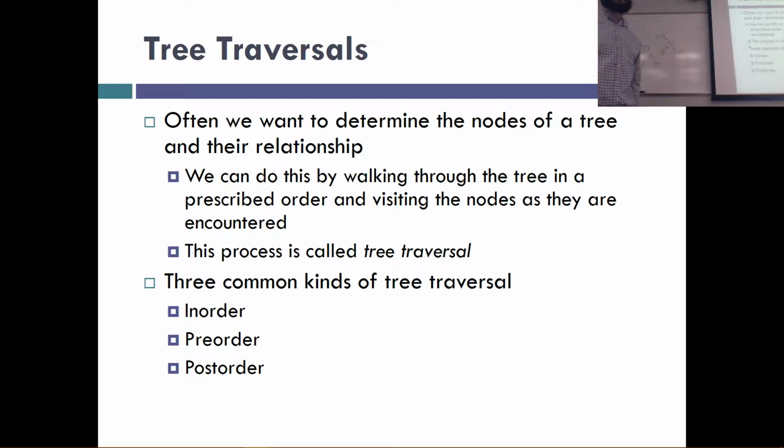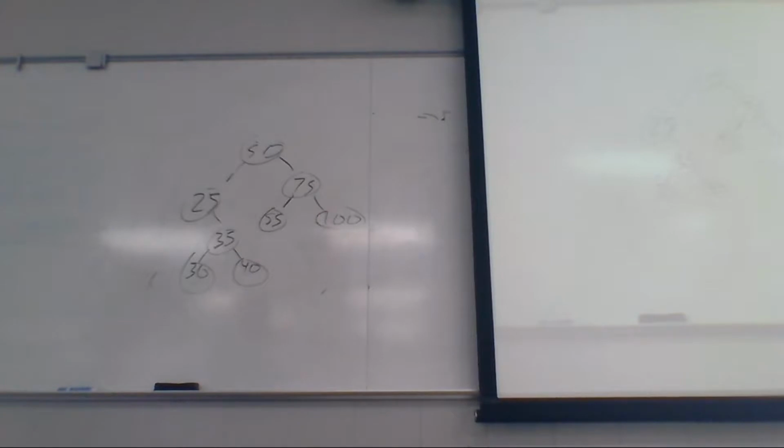In order is the most common way to do things because it will produce stuff in sorted order. In order gives you the data in the actual order it should be in the tree. If you're storing a bunch of numbers, an in-order traversal of this tree is going to give 25, 30, 35, 40, 50, 55, 75, 100. All the stuff in order.